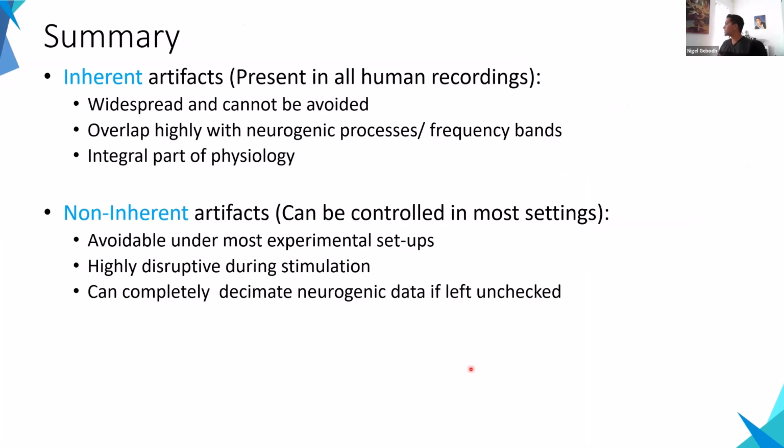So just to summarize, what we saw was that there were inherent artifacts in our data, and they're present in all human recordings. They're widespread and cannot be avoided. They overlap highly with neurogenic processes and frequency bands, and they're an integral part of physiology. We also saw that there were non-inherent artifacts, and these are artifacts that can be controlled for in most experimental settings. They're highly disruptive during stimulation, and they can completely decimate your neurogenic data if you leave them unchecked.